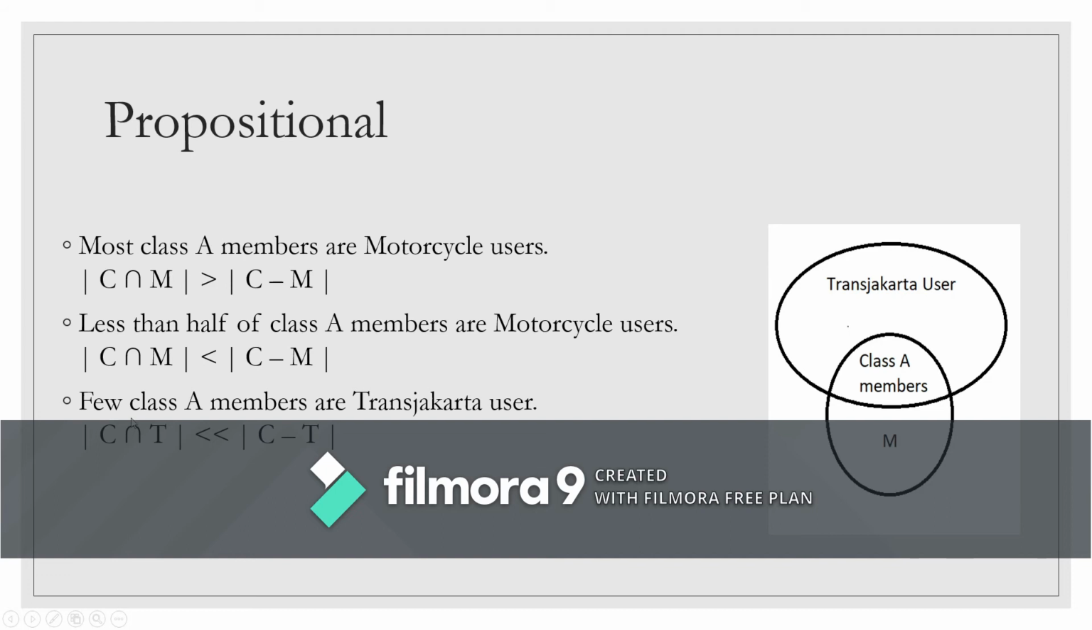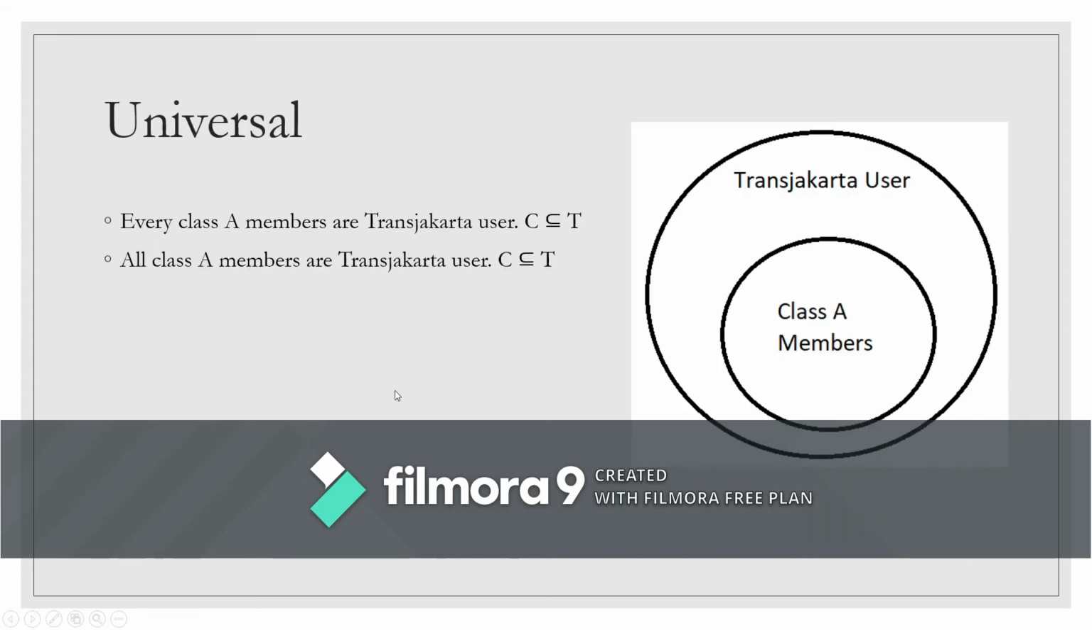While this one is "few": few class A members are Transjakarta users. Class A members who are part of Transjakarta users are very small compared to class A members who are not Transjakarta users. Even though this is talking about Transjakarta users, the focus is still this one, because the Transjakarta users are really that small, while the motorcycle users are much bigger.